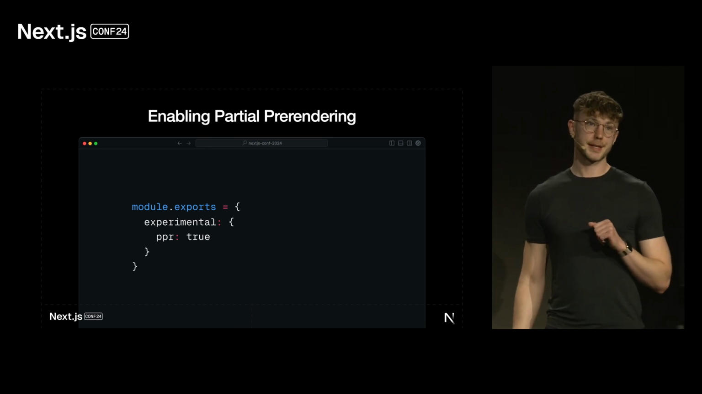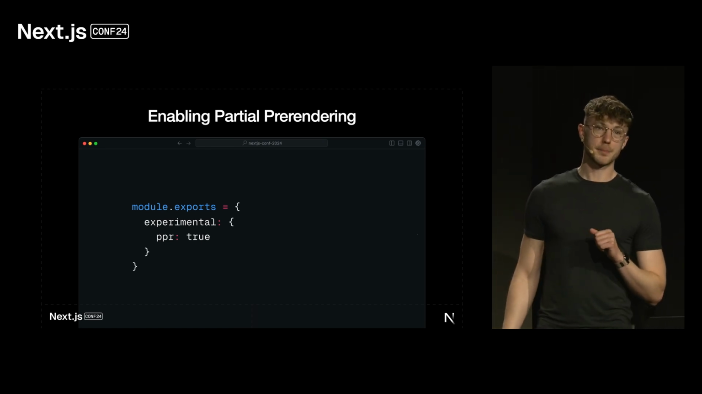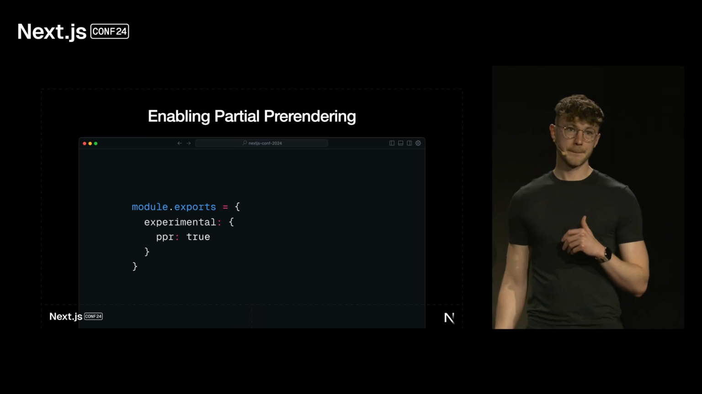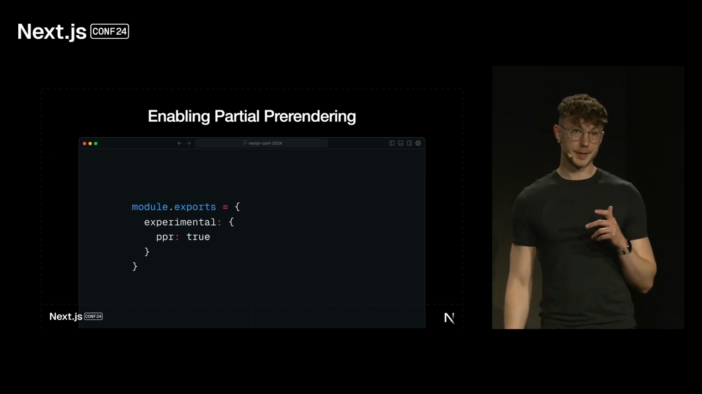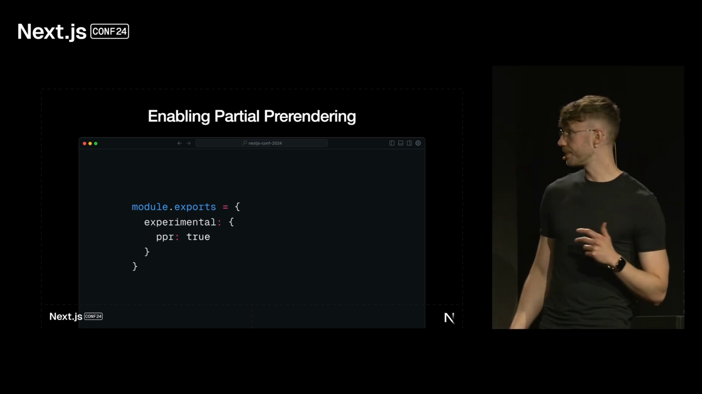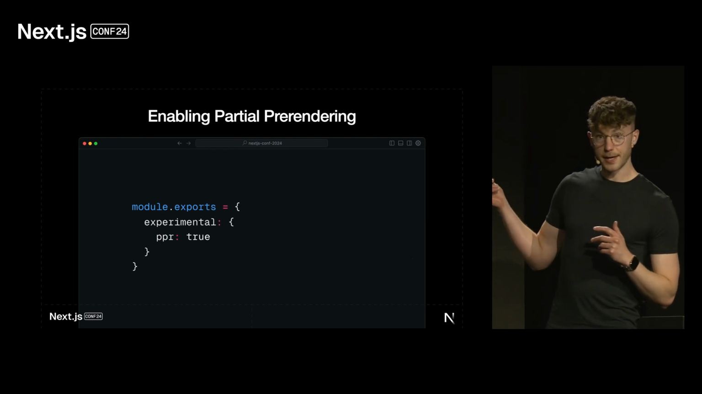Enabling partial pre-rendering is as simple as adding the experimental PPR flag to your Next.js config. Once enabled, pages will be rendered using the new rendering pipeline. It's experimental right now, and we're not planning on changing that for Next 15. And it still does currently require you to install a canary release in order to use it.